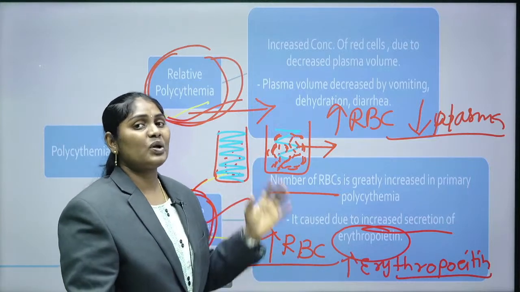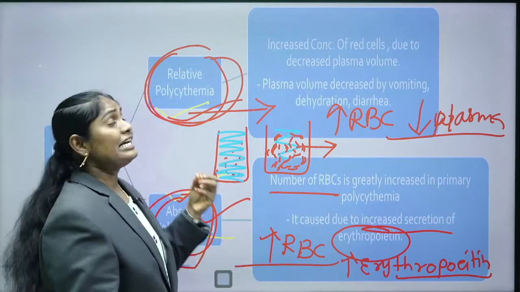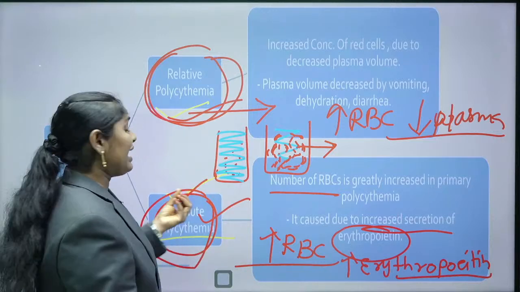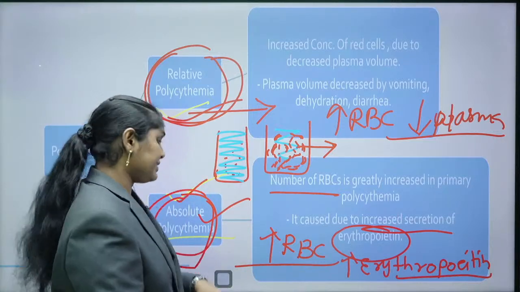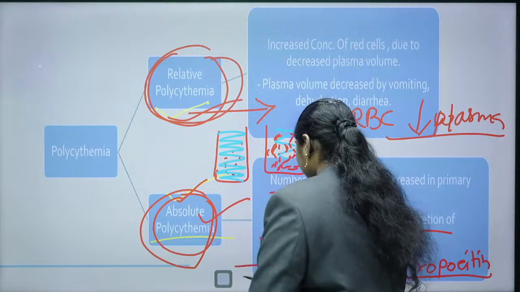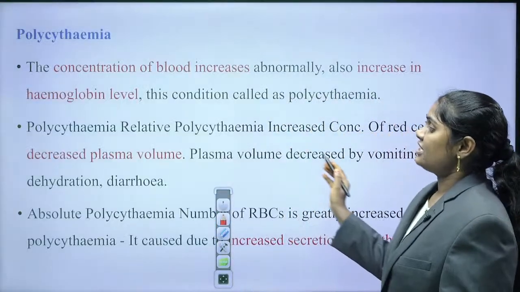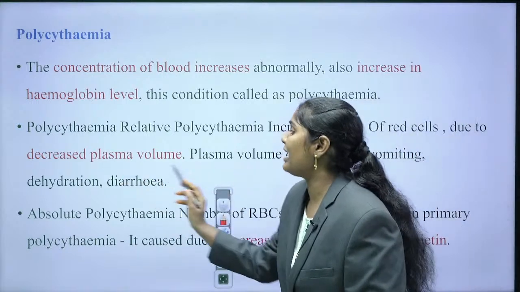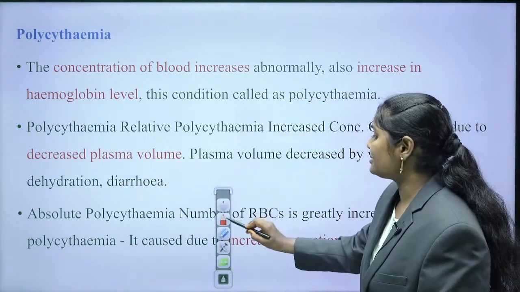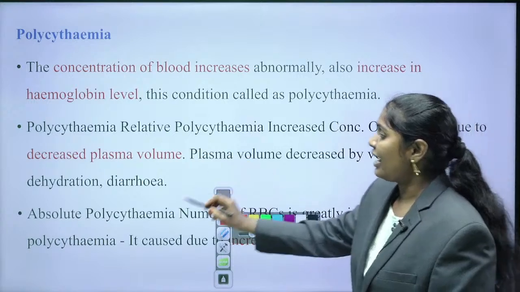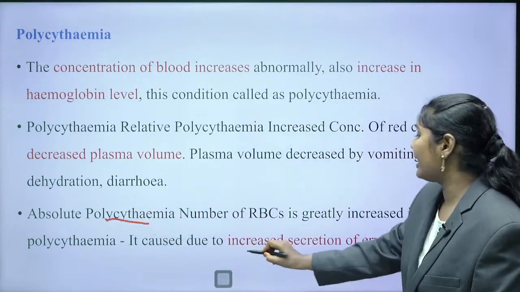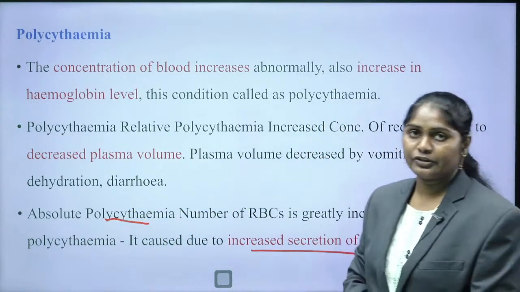So, two types of polycythemias are there. What are they? Relative polycythemia, which is decreased plasma volume, and absolute polycythemia, which is increased secretion of erythropoietin.